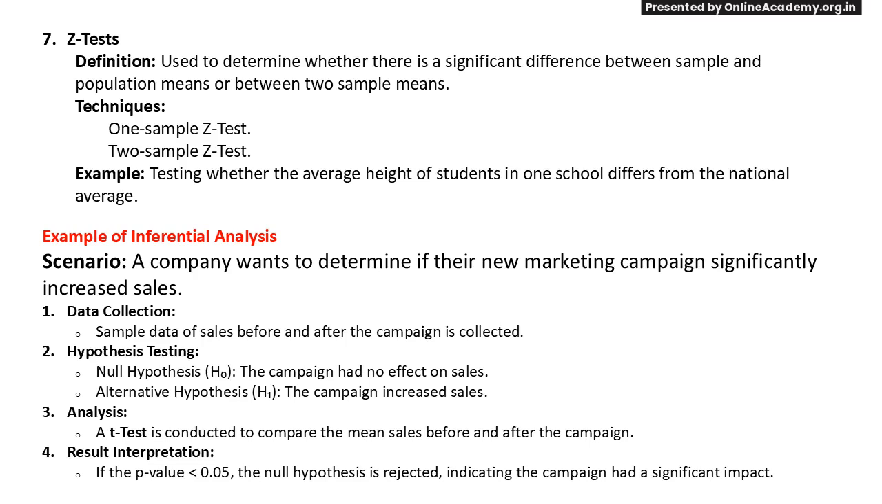Regression analysis examines the relationship between dependent and independent variables and predicts outcomes. Techniques include linear regression for two continuous variables, multiple regression for one dependent and multiple independent variables, and logistic regression for categorical outcomes. An example is studying how advertising spend affects sales.